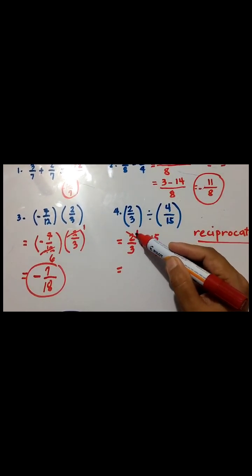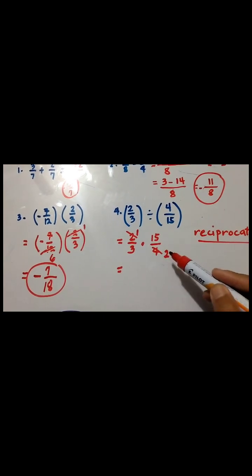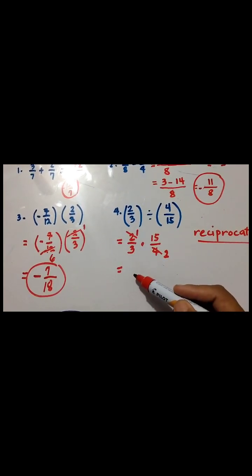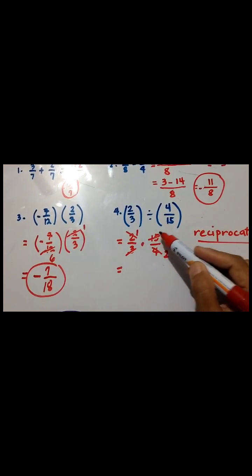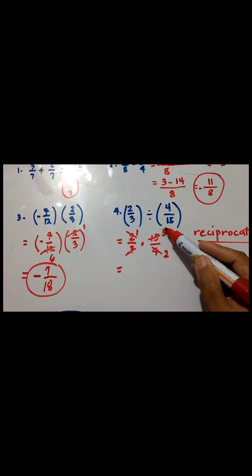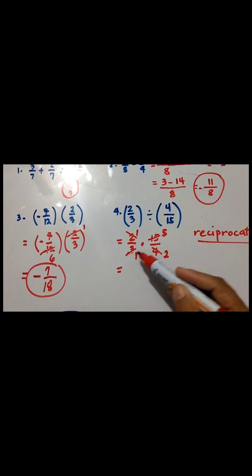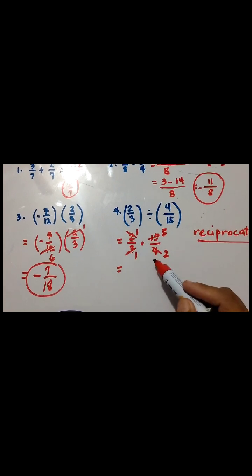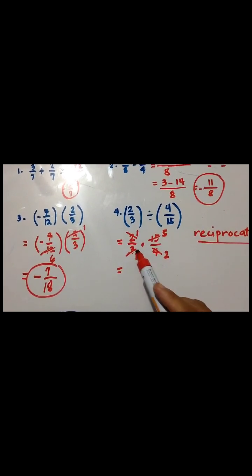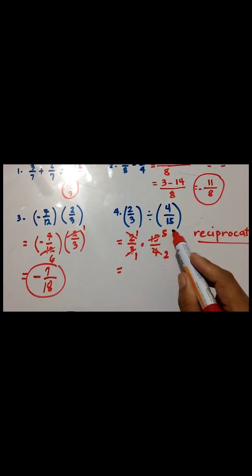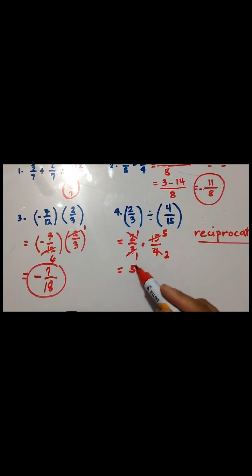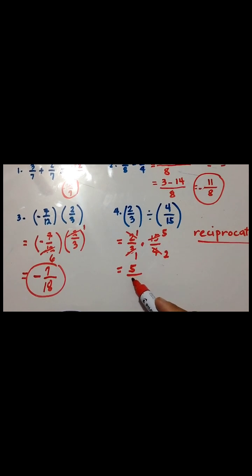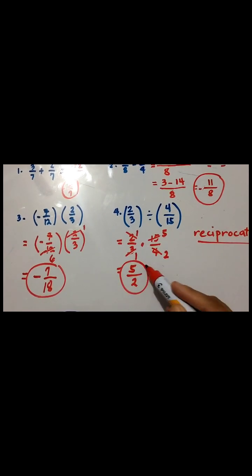2 divided by 2, 1. 4 divided by 2, 2. 3 and 15, we can divide both the numbers by 3. 15 divided by 3, 5. 3 divided by 3, 1. If you notice, the divisors that we are using are the GCF of these two numbers, 2 and 4, 3 and 15. Now we will be multiplying 1 times 5, 5, 1 times 2, 2. So the answer is 5 halves.